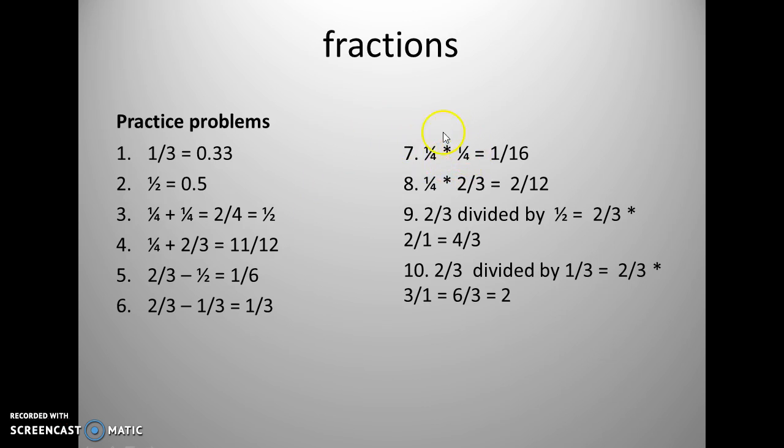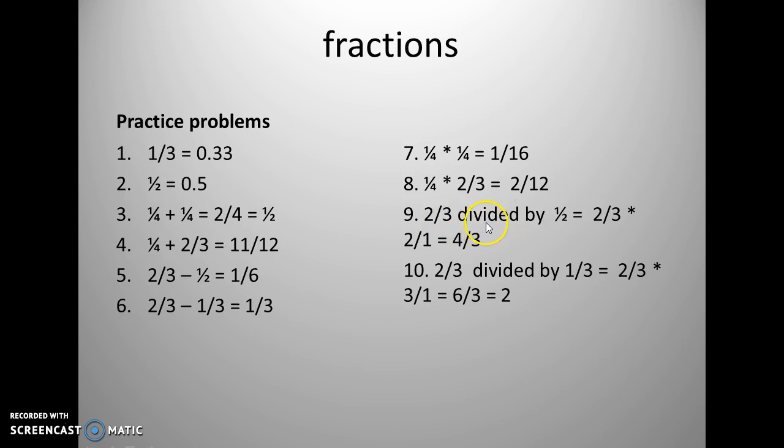When multiplying fractions, all you have to do is multiply each number. So 1/4 times 1/4 is 1/16. Here, if the denominators are different, you just multiply straight across. So 1/4 times 2/3 equals 2/12. This can be simplified to 1/6.